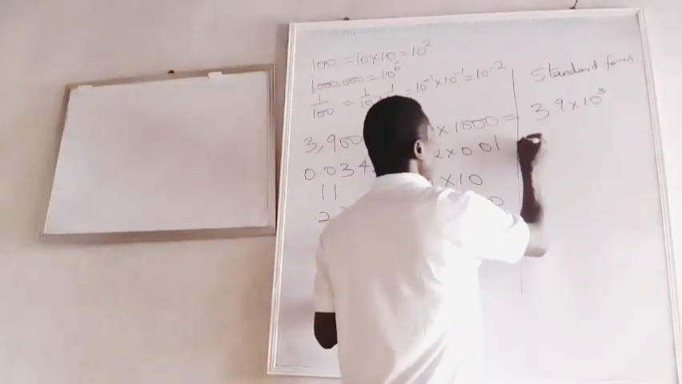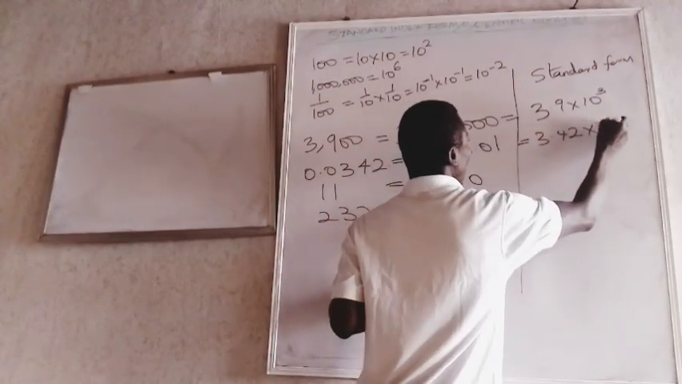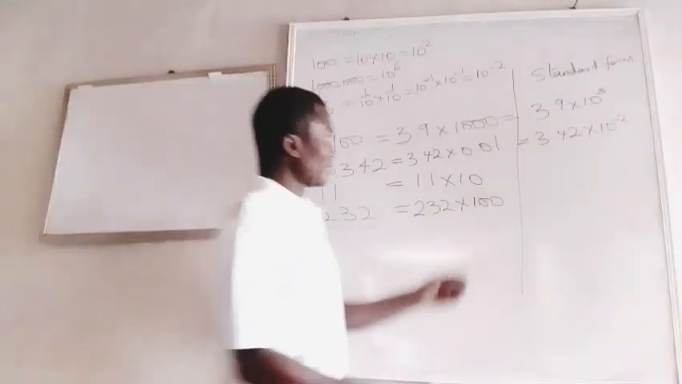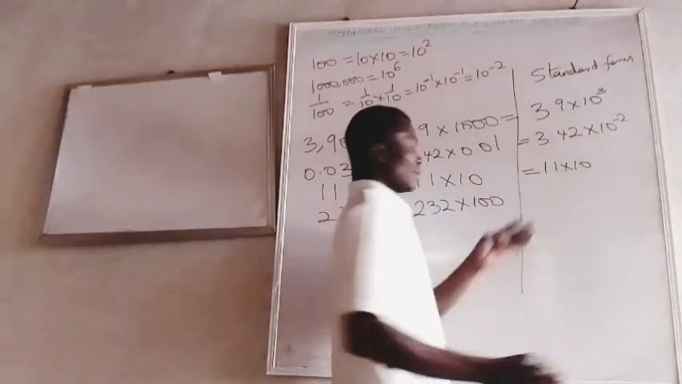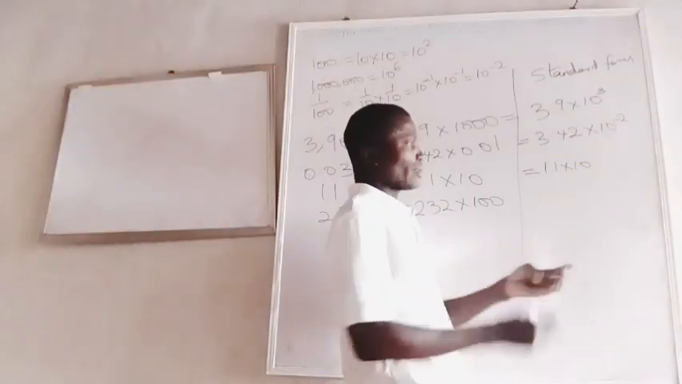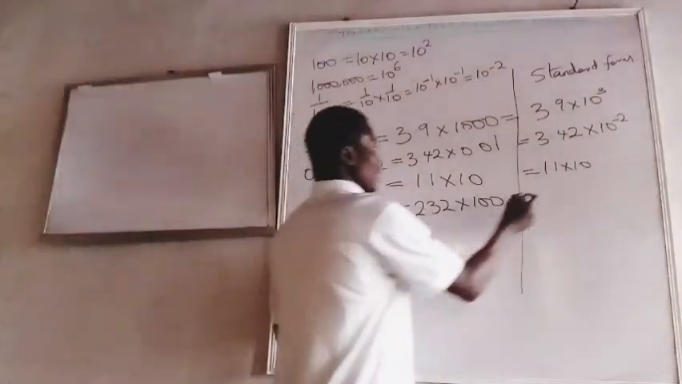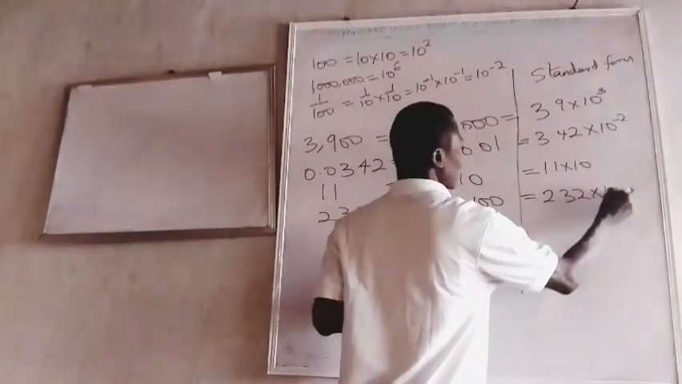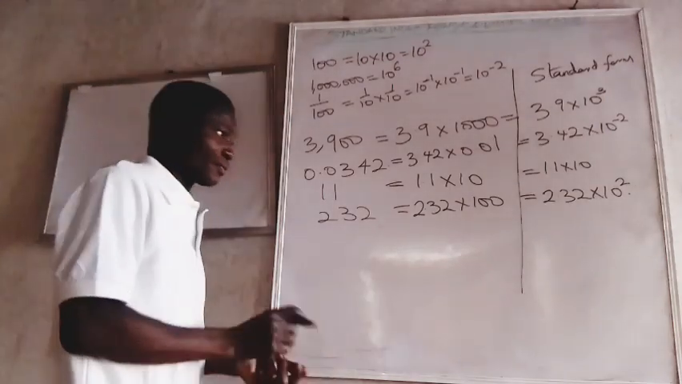Now look at this one. It's going to be 3.42 times 10 raised to the power minus 2. Here, this is just 1.1 times 10. You can write times 10 raised to the power 1, but it's not necessary. 10 is equal to 10 raised to the power 1. So here you have this one to be 2.32 times 10 raised to the power 2. So you can see, it is very easy.